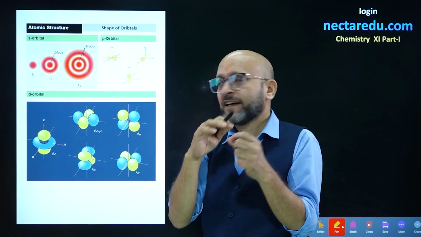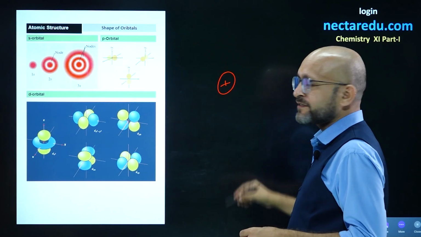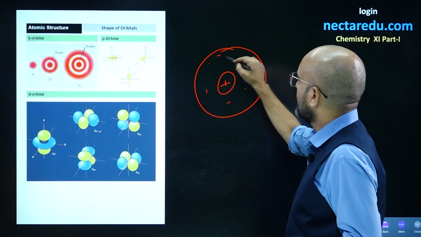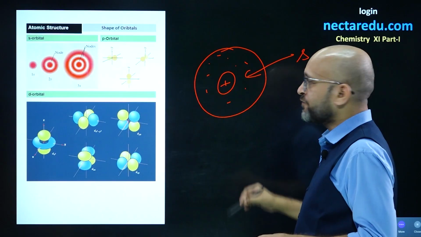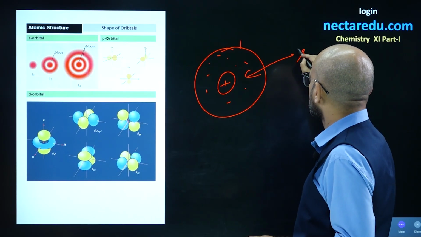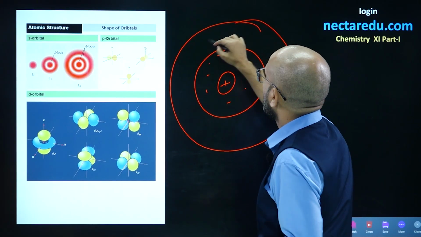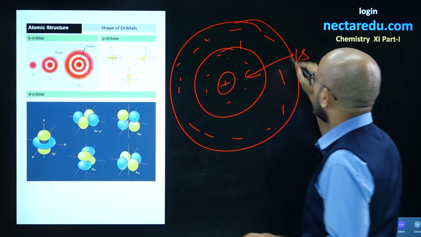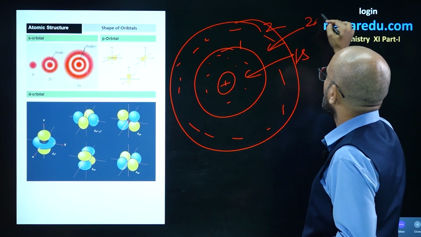s orbital, right? If I explain it over here in the figure, this is the nucleus, and the region around the nucleus is a spherical region, and this will be known as s orbital. If this is the first orbit, then this orbital will be known as 1s. If there is a second orbit and we talk about a spherical region, then the spherical region of the second orbit will be called 2s.